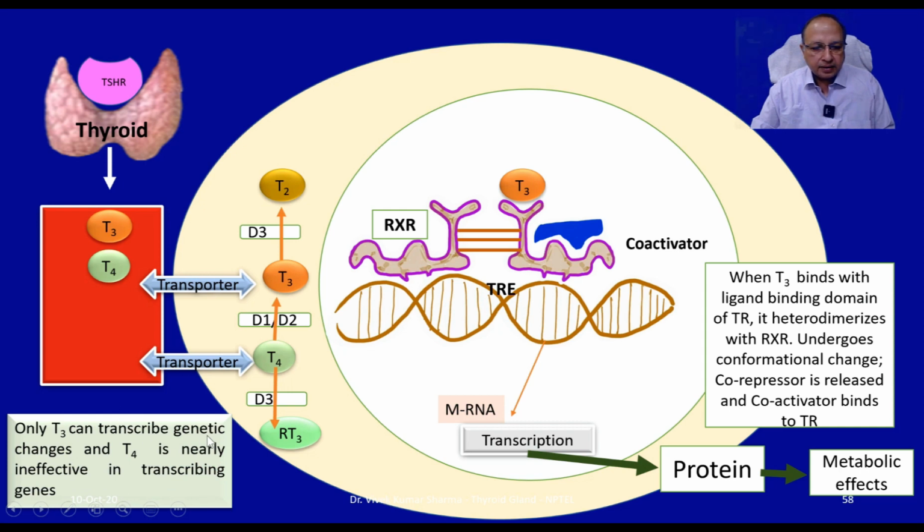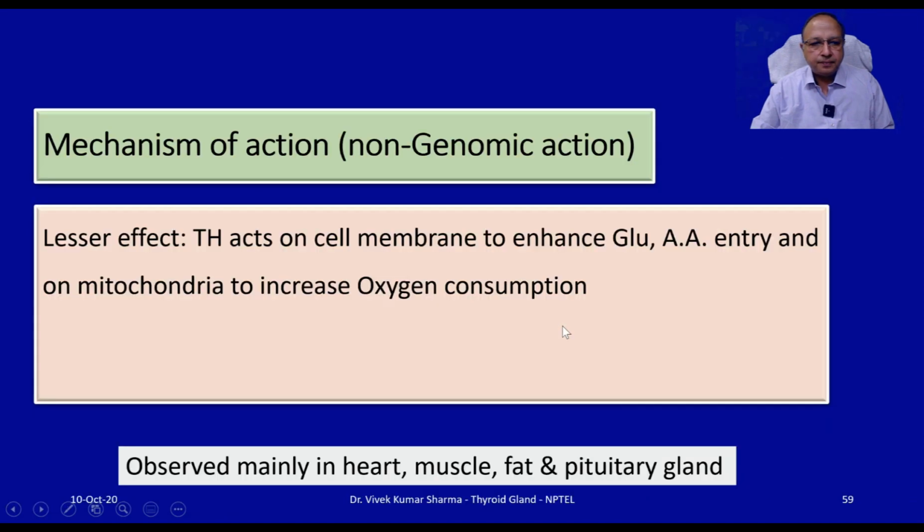Only T3 can transcribe genetic changes, and T4 is nearly ineffective in transcribing genes. So the main effect over here is produced by the T3 hormone rather than the T4 hormone.